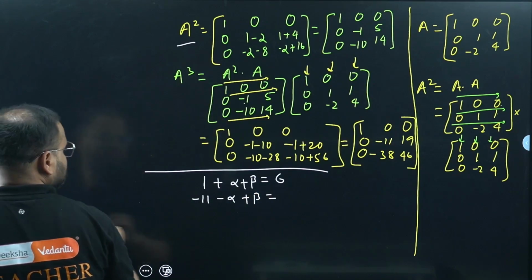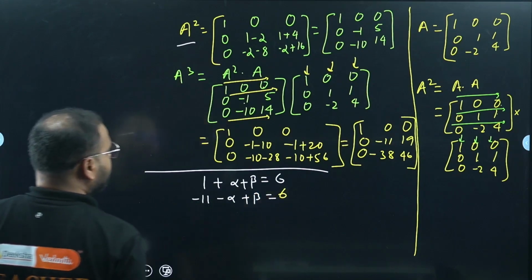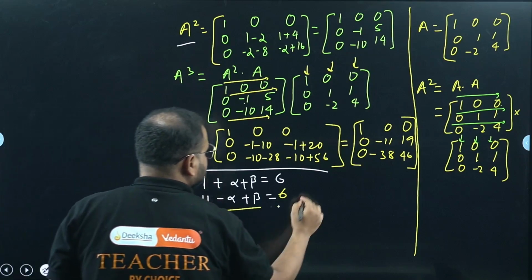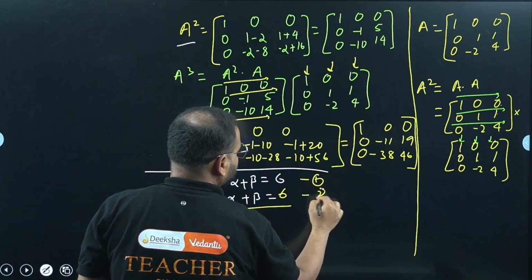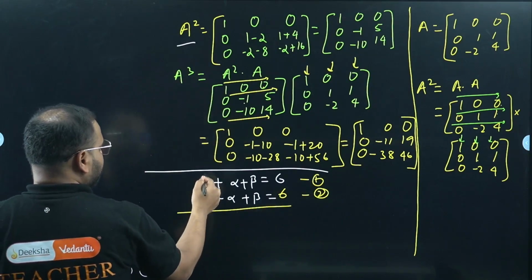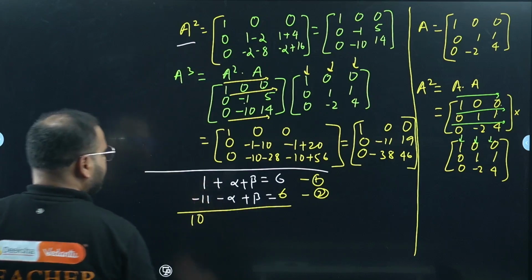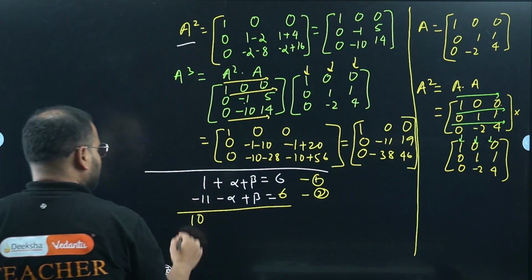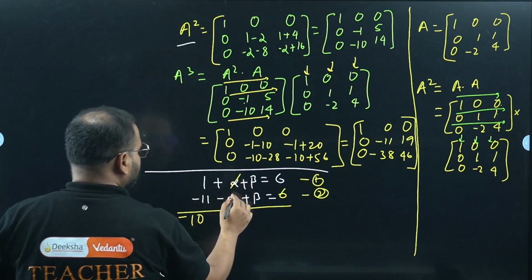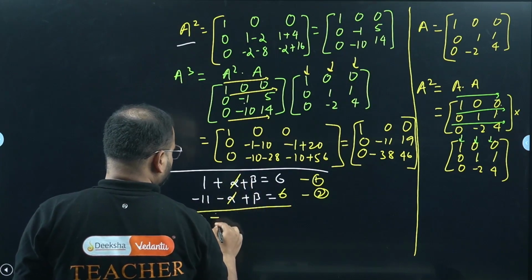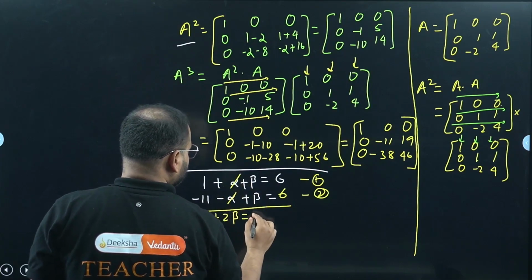Please, this is 6 only. Okay. Now add both these equations. This was equation 1. This is my equation 2. Add these. So what do I get? 1 minus 11 is 10, with a minus sign, obviously. And this will cancel each other. What is this? 2 beta equal to 12.